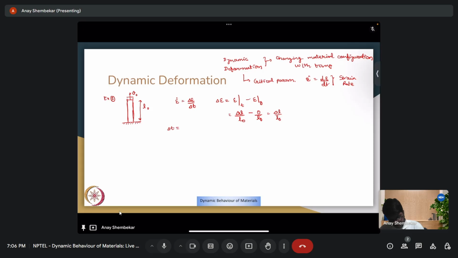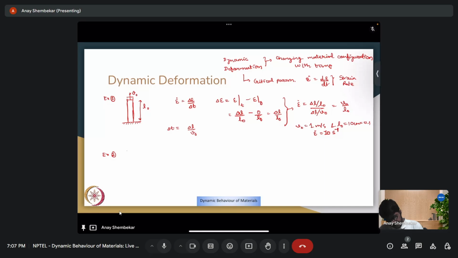Similarly, delta t is nothing but delta L upon V naught, which is the time required for the object to move up. From this, we get epsilon dot equals delta L by L naught upon delta L by V naught, which is V naught by L naught. Assuming V naught to be say 1 meter per second and L naught to be 10 centimeter, which is 0.1 meter, you get epsilon dot equals 10 second inverse. So, a very simple example.